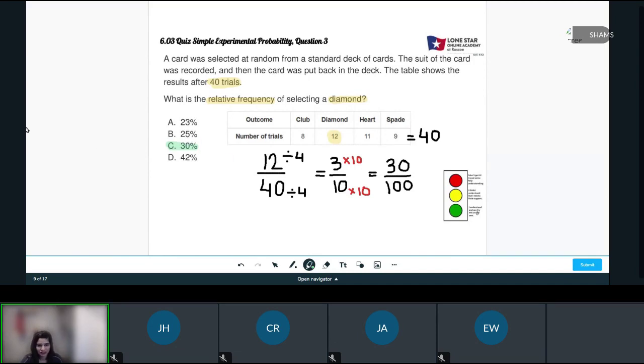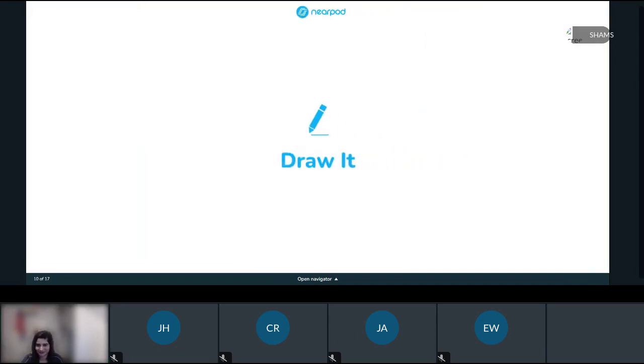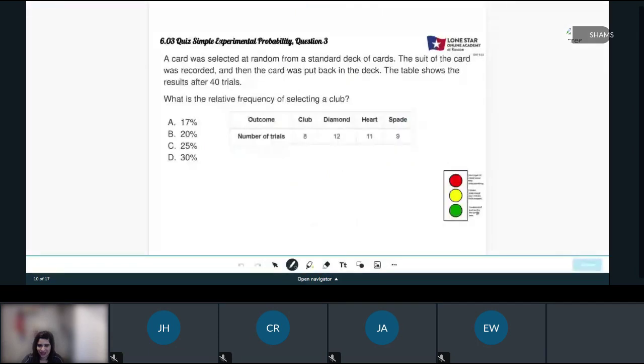Let's look at question 3, variety 2. A card is randomly selected from a standard deck of cards, and the suit of the card was recorded. Then the card was put back into the deck. The table shows results after 40 tries, right? This table shows the result of 40 tries. So if you add these tries up, they add up to be 40.